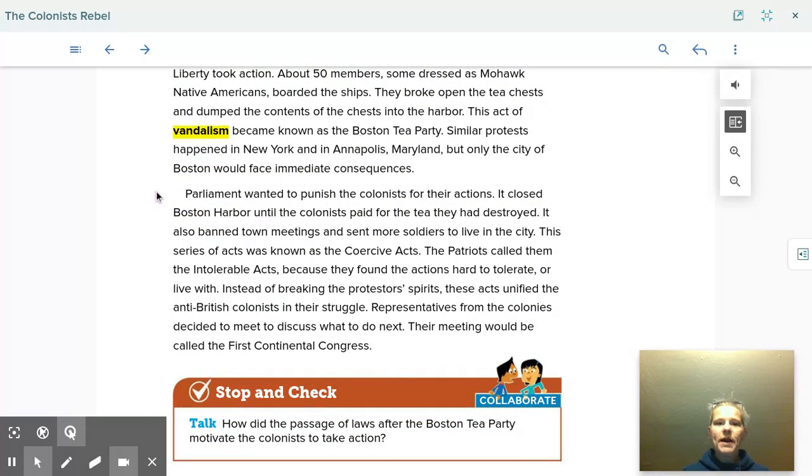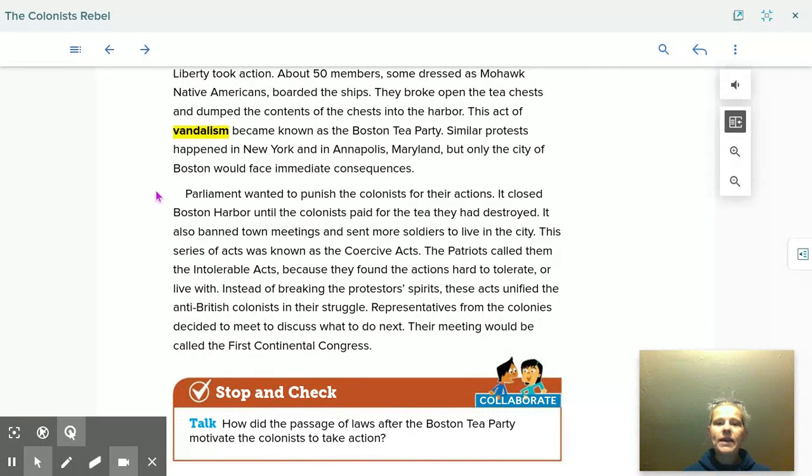Parliament wanted to punish the colonists for their actions. It closed Boston Harbor until the colonists paid for the tea they had destroyed. It also banned town meetings and sent more soldiers to live in the city. This series of acts was known as the Coercive Acts. The Patriots called them the Intolerable Acts, meaning they were not going to tolerate them, because they found the actions hard to tolerate or live with.